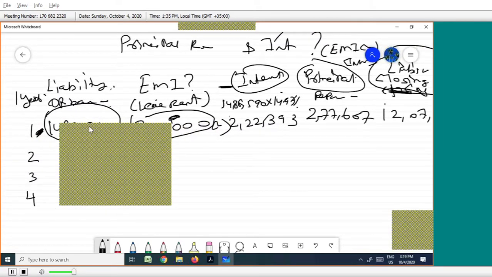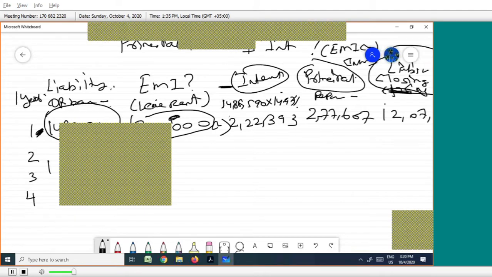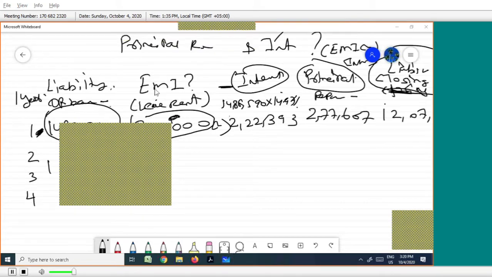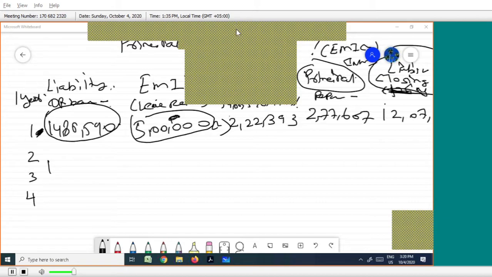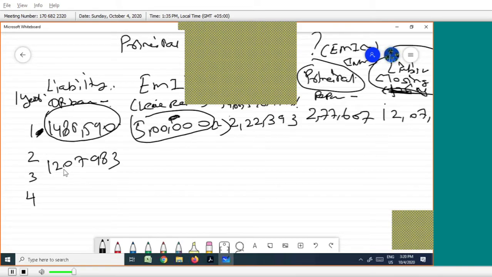Then my first year closing balance will be the opening balance for the next year. What is my next year opening balance? 12,07,983 is my opening balance.